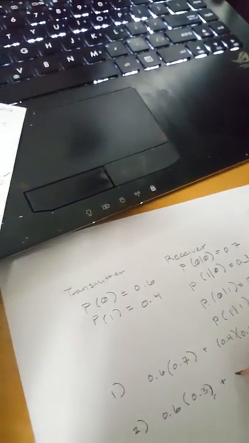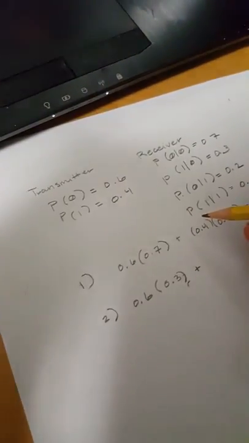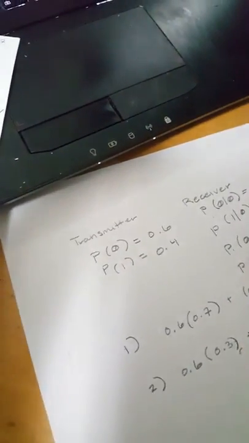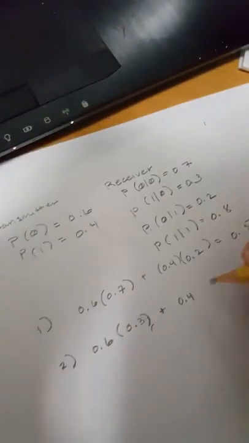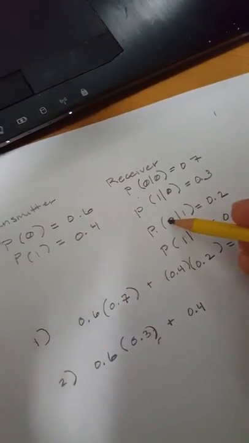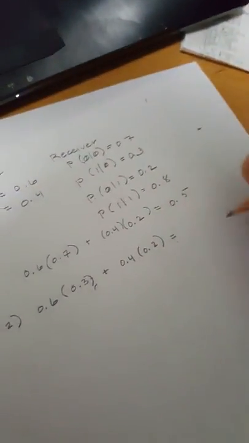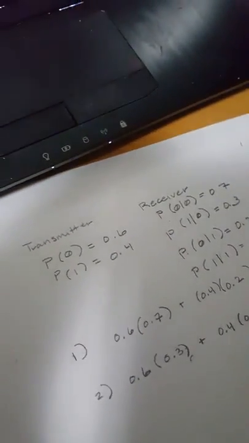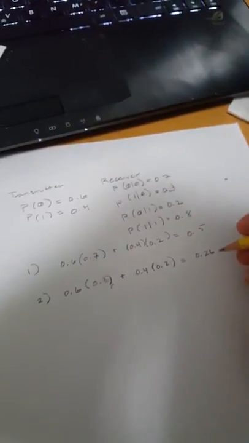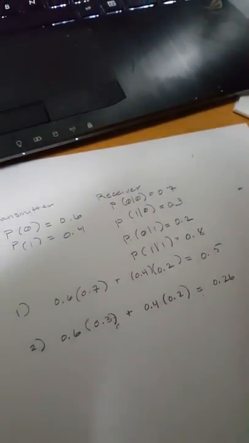And another error, which is we sent a 1, which our probability was 0.4, but we received a 0 instead, which is this one, 0.2, which ends up coming out to be 0.26. So that is the probability of error.